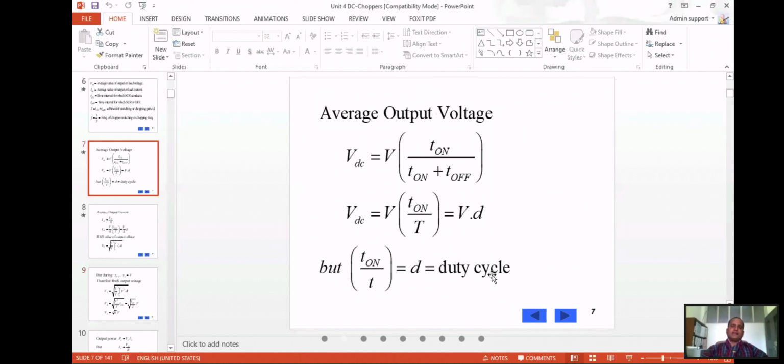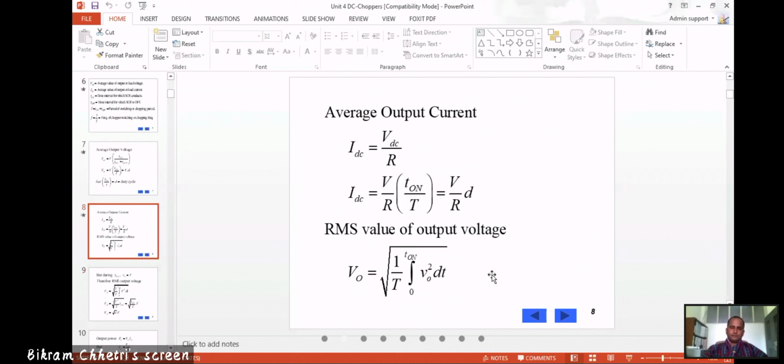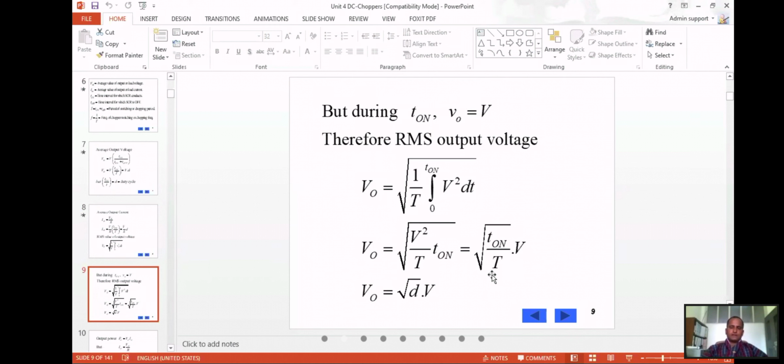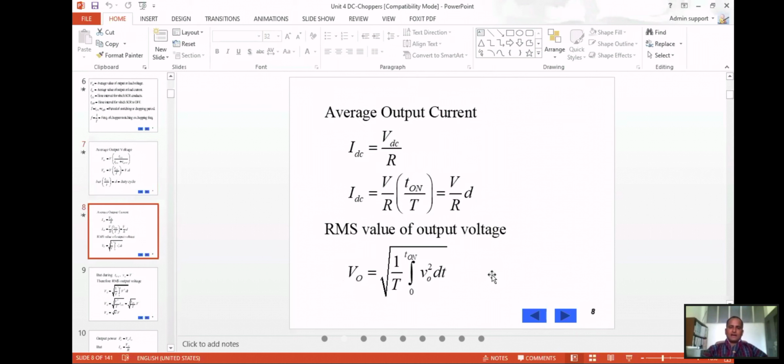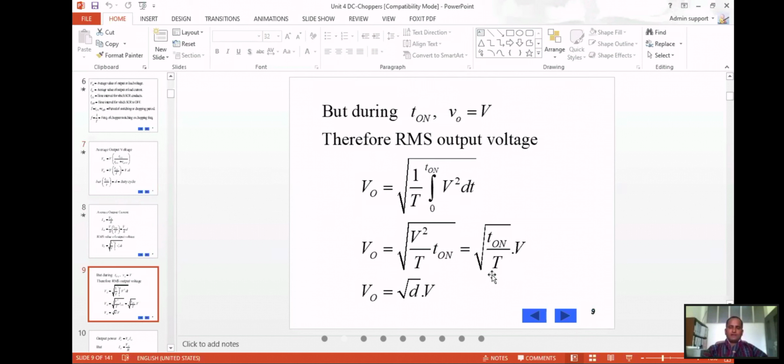Please note down these formulas. VDC is equal to V dot D. We'll do some problems related to this. The duty cycle D is equal to T on divided by T, and IDC is equal to V by R into D, and the RMS voltage is equal to root D dot V.